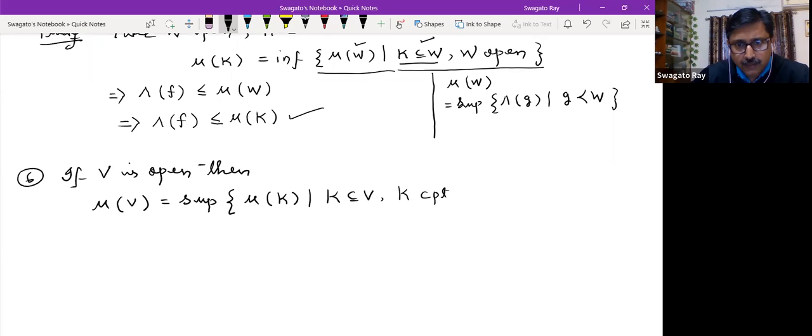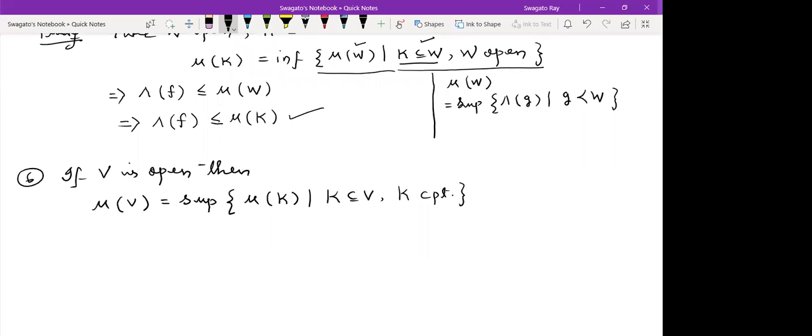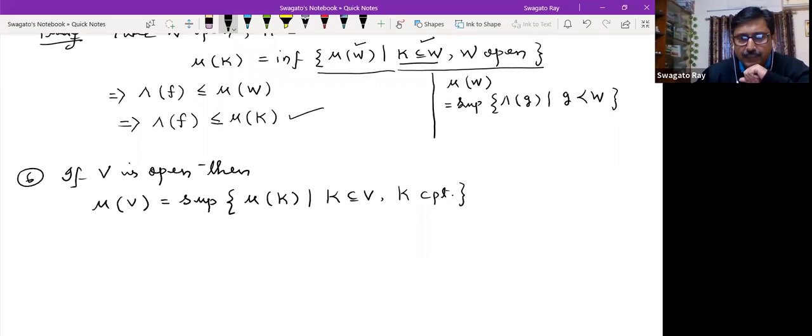Can you tell me what kind of regularity this is? Inner regularity. Yes. So we are basically saying that every open set is inner regular. As I told you before, it was defined as the supremum of lambda F. View this lambda F as the measure of its support, that is mu K. This is exactly what this result is saying. So the inner regularity is being supplied.